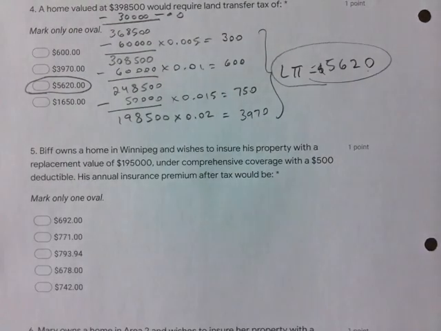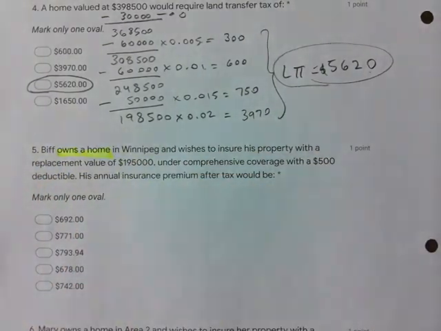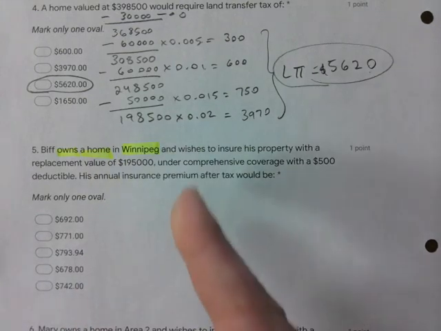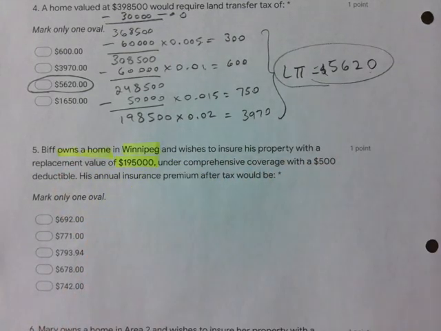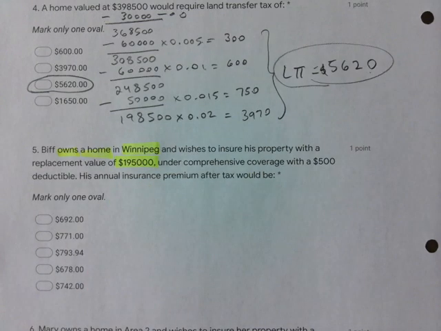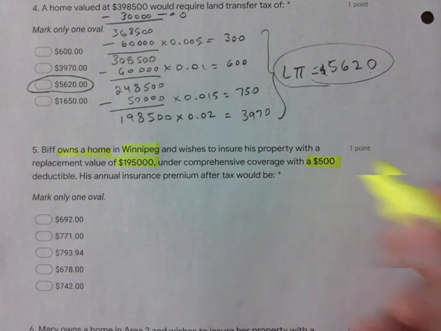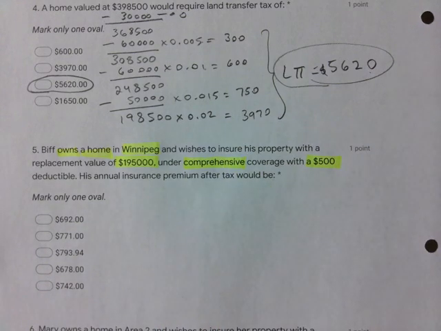Okay, next, insurance. Owns a home, right? So you're owning. It's in Winnipeg, which is to insure a property with a replacement value of 195,000. We know, if you have been doing your work, that this is not over the max, right? So we're good. You want a $500 deductible with a comprehensive policy.